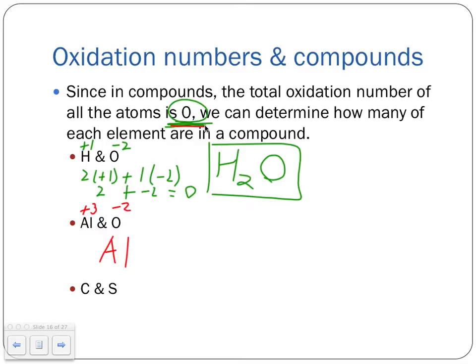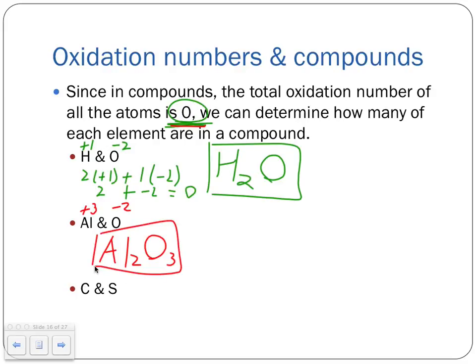So 3 and 2 don't fit into each other, but the least common multiple is 6. So for least common multiple 6, I'd have to have 2 aluminums right here. And to get to 6 for the oxygens, I'd have to have 3 of those. And so my formula would be Al2O3 for that compound.